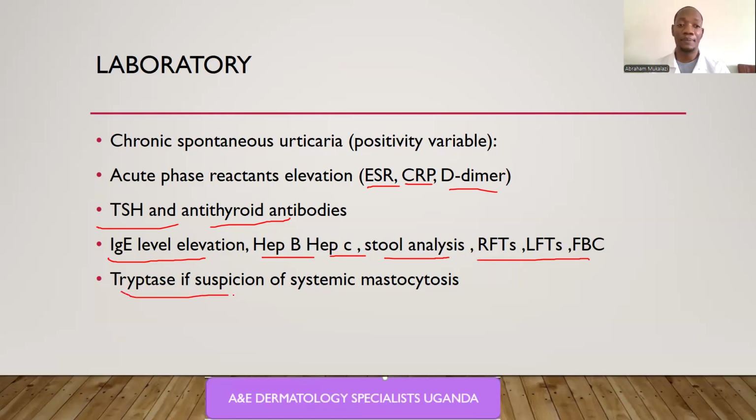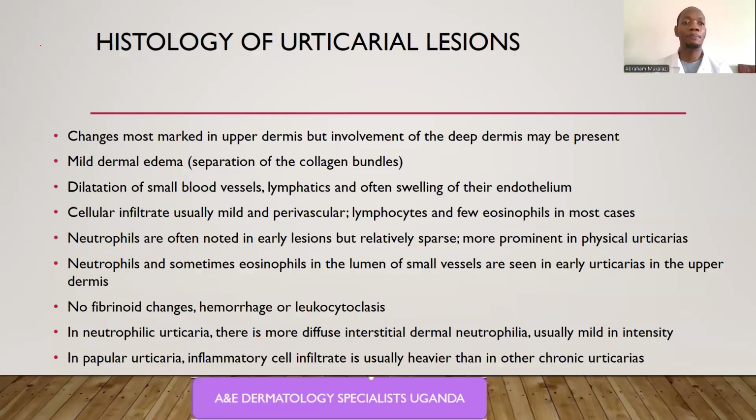Then you can also do tryptase screening if you suspect a systemic mastocytosis. So we shall have a session on mastocytosis, and then you'll get to know why we do the tryptase. So when you take off a biopsy of these arterial lesions, what do you see on histology?